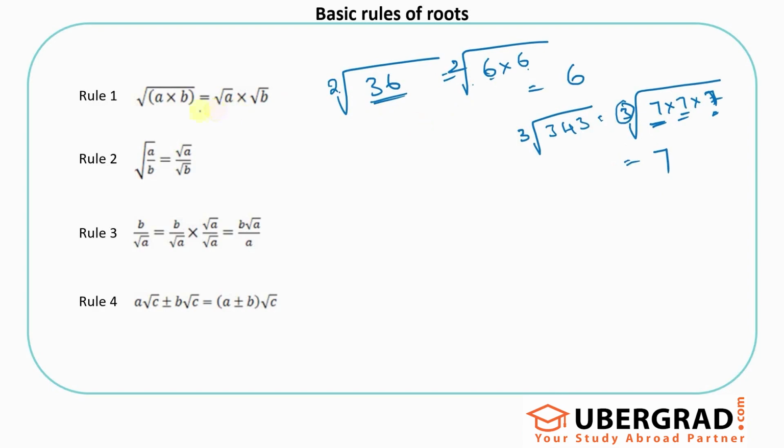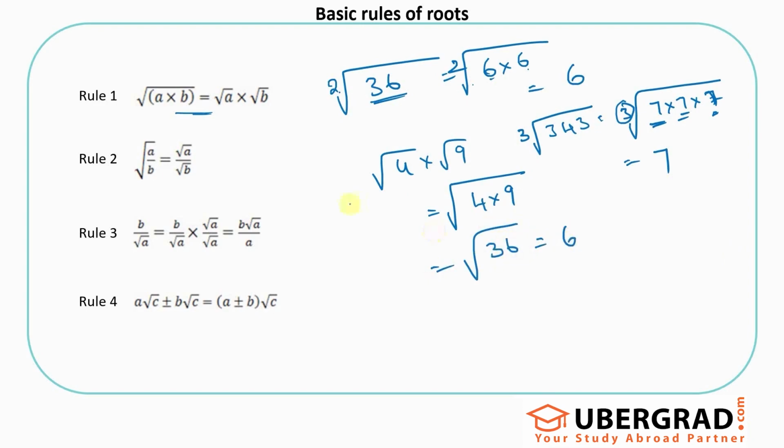The other property that they are talking here is this, that if I say square root of 4 into square root of 9, this is nothing but square root of 4 into 9. So this can be written as square root of 36. I know square root of 36 is 6. So the answer of square root of 4 into square root of 9 is 6. That's what you can apply as well. This works for only multiplication.